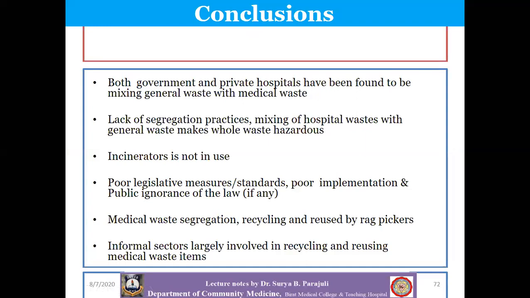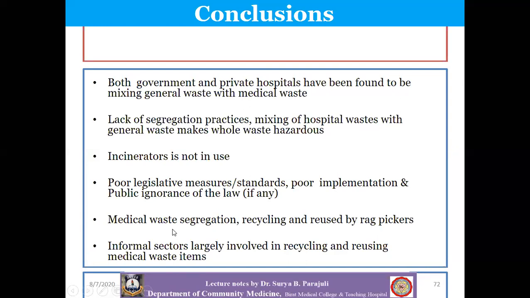Both government and private hospitals have been found to be mixing general waste with medical waste. There is a lack of segregation practice, and mixing of hospital waste with municipal waste makes all the municipal waste hazardous. Actually, we can prevent this easily. Even if there is an incinerator, it's not functional. There are poor legislative measures and standards; though we have guidelines, for implementation and accountability there is no accountable person.